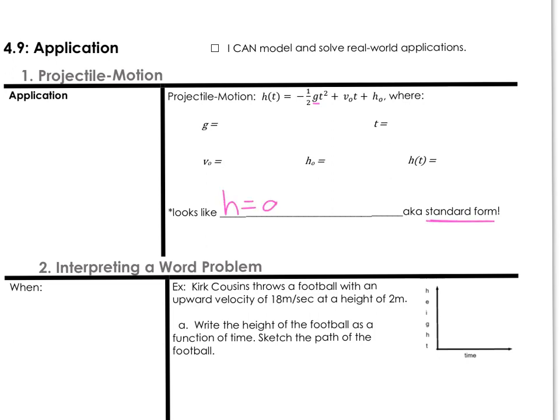h equals a times t squared plus b times t plus c. Now there's a lot of work that we can do with application, but typically our a value is going to be negative for the problems that we're doing in this chapter, knowing that things will go up and come back down.